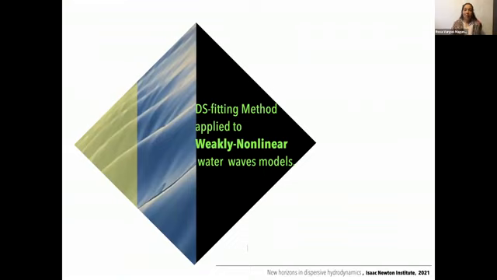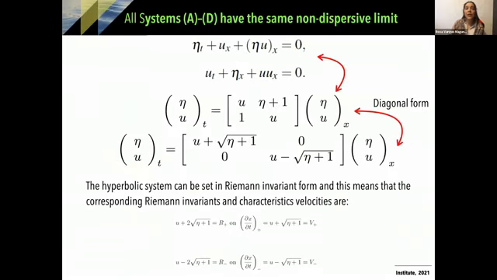So now we will apply the dispersive shock fitting method to these weakly nonlinear water wave models. First, we check that the non-dispersive limit coincides for all these systems and can be described, or written, in diagonal form. Then you can set this system of equations in Riemann invariant form, and you get the characteristic velocities.